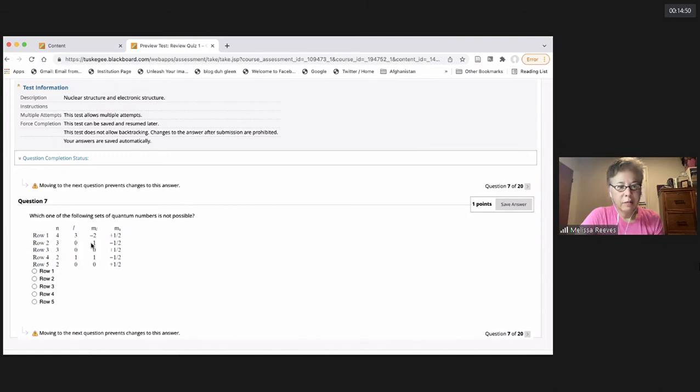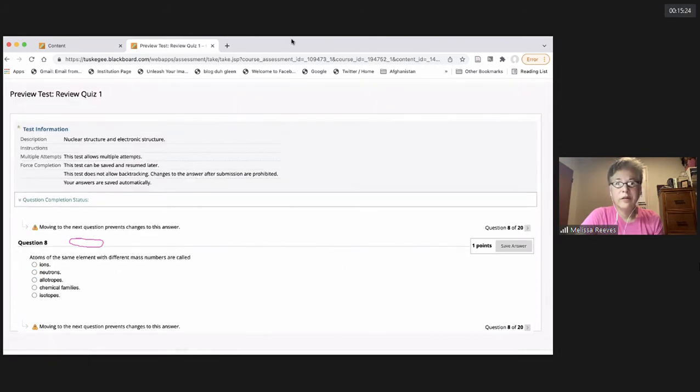We can't have this combination right here because m sub l can only go as high as plus or minus l. And since l equals 0, the biggest m sub l you can have is 0. So row 2 is the bad one. The other 4 should be fine. Oh, and now I have a pink circle. Okay, atoms of the same element with different mass numbers are called isotopes.